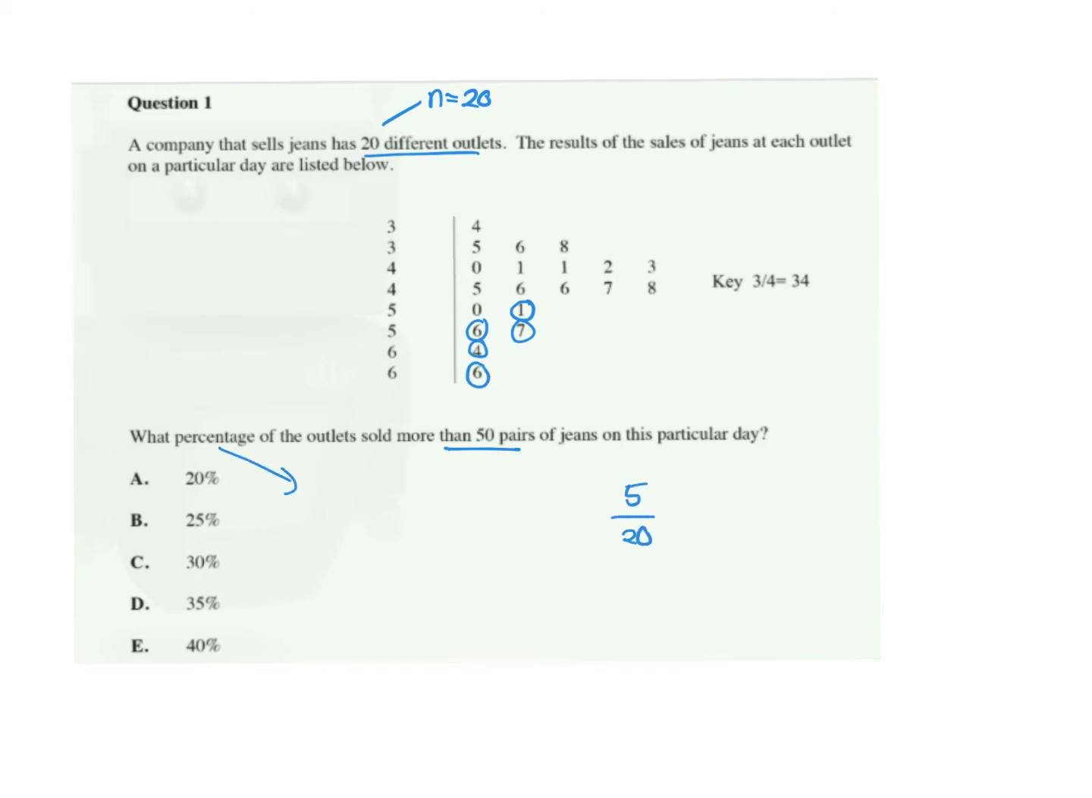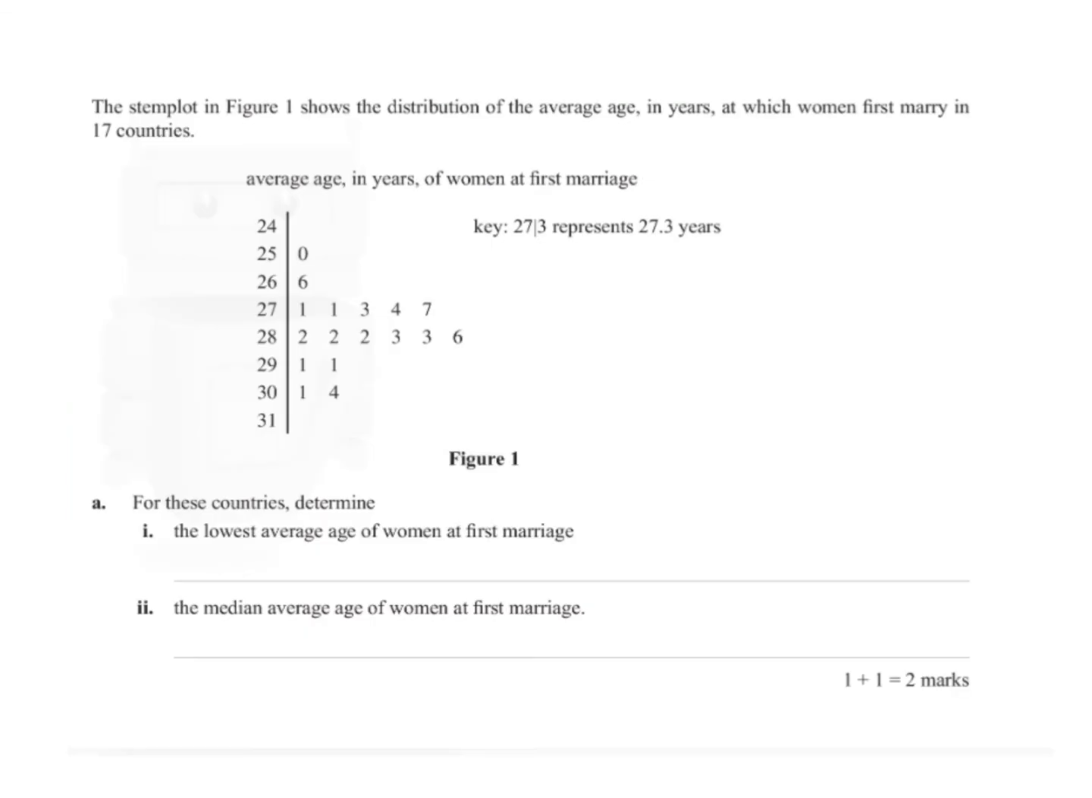So remember, percentage is the amount over the total times 100. So out of all these outlets, that was the total. So there was 20 outlets. How many outlets sold more than 50? So I've got 5 over 20 times 100. So what's that? It's 25%, isn't it? Yeah, done.